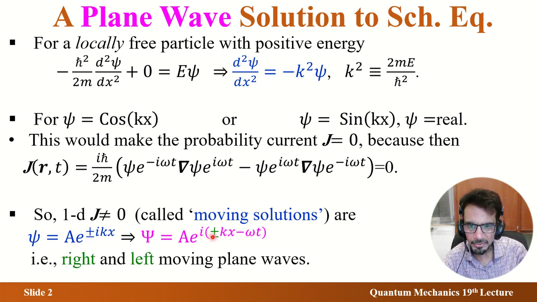And here we interpret it: if it is plus, it is right moving; if it is minus, it's left moving. And that you can verify by actually calculating the probability current. If it is plus, right moving, then the probability current is positive, and if it is minus, the probability current is negative. I have shown the calculation in the previous lecture, but it's not necessary to do the calculation again. You can even memorize that plus is right moving and minus is left moving. It's just a one line calculation if you want to do it.